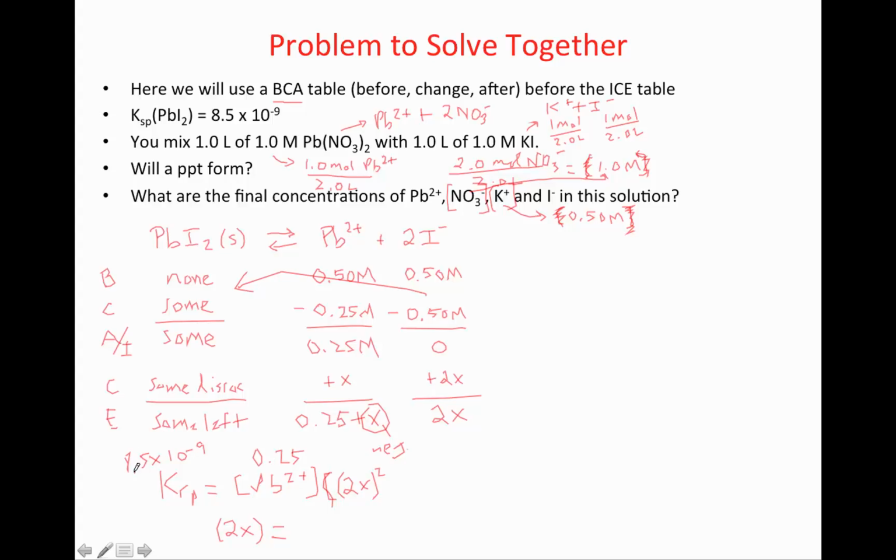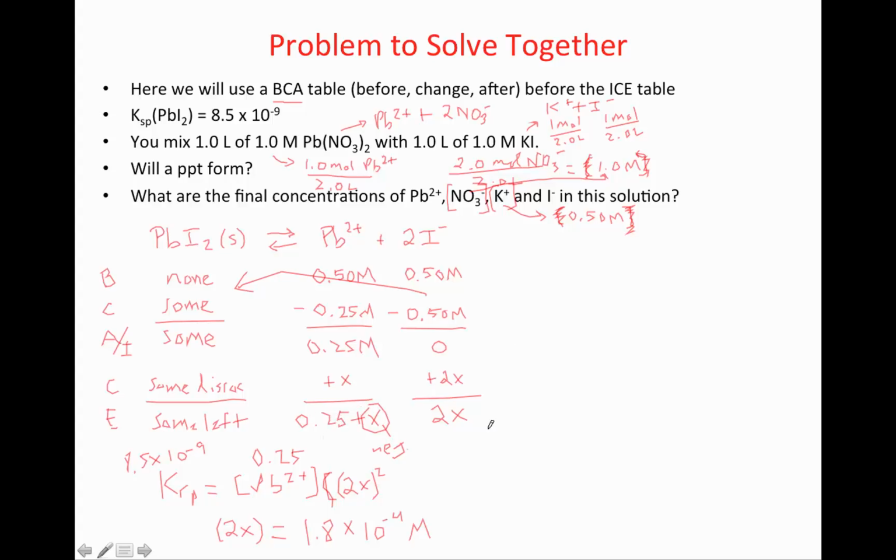I'm going to take this divided by this, take the square root. So I have 8.5 times 10 to the minus 9 divided by 0.25, square root, and I get 1.8 times 10 to the minus 4 molar. And so half of this is going to be 0.9 times 10 to the minus 5. That's certainly less than 5% of this.